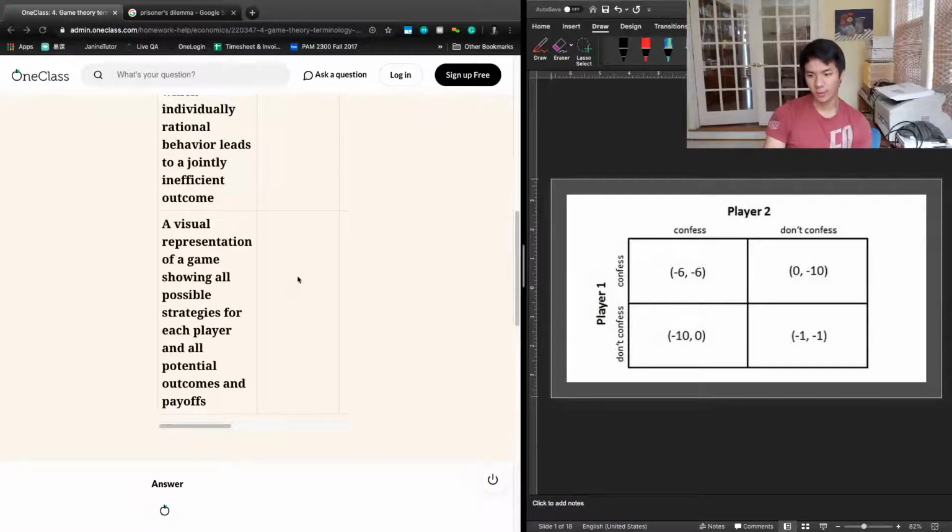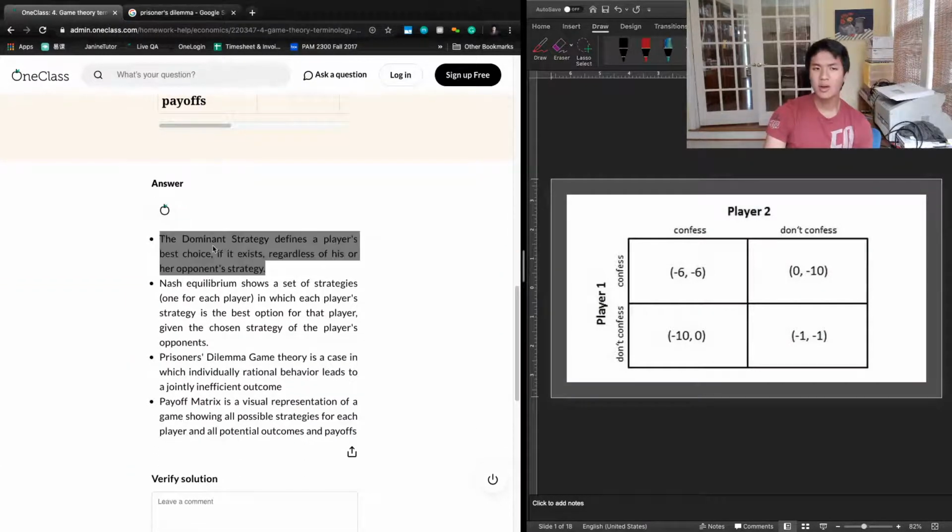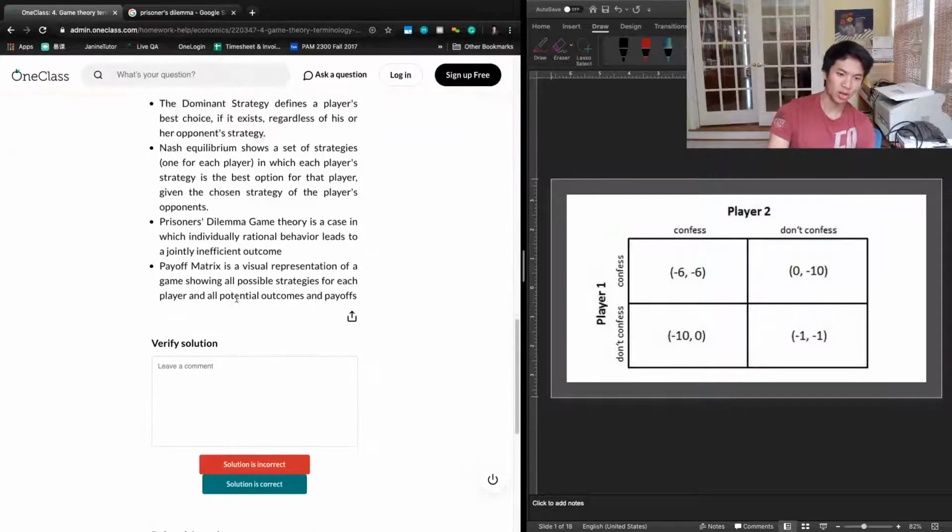So that's all 4 definitions, and we can take a look at what the previous tutors have said. First definition, they said the dominant strategy defines a player's best choice if it exists. Great. Second says Nash equilibrium. We agree. Third says the prisoner's dilemma. And fourth says payoff matrix. So it looks like we are all in agreement here. So you can mark that as correct.